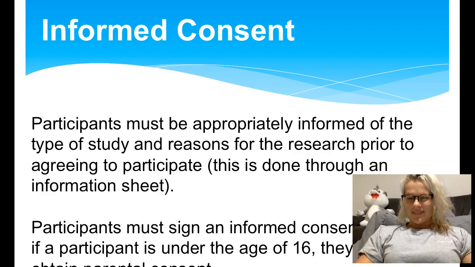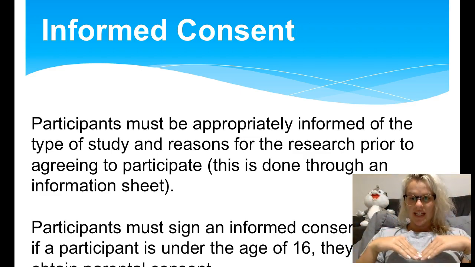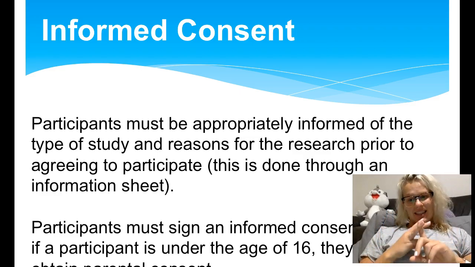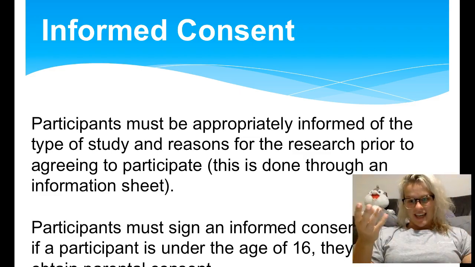The fourth one, I think this is number 4, is informed consent. Participants must be appropriately informed of the type of study and the reasons for the research before agreeing to participate. So there's an information sheet. It lets them know what they're doing, why they're doing it, and what it's going to entail, what's going to happen.